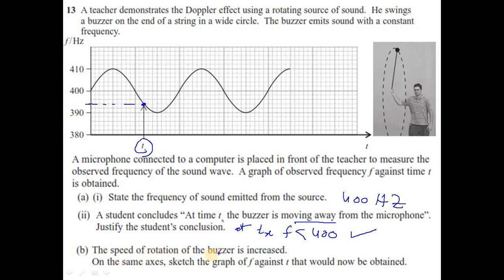The speed of the rotation of the buzzer is increased. On the same axis, sketch the graph of f against t that would now be obtained. Since the speed of rotation is increased, there will be a larger change in frequency in a shorter interval of time. So you can plot something like this, but it should be larger, something like this.